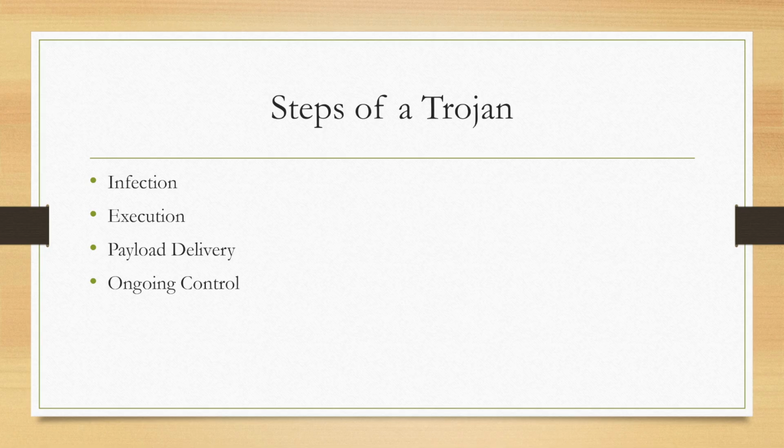The user needs to download and install the Trojan, believing it's a legitimate application. Then it will execute, often without the user's knowledge, carrying out the actions it was actually designed for. Depending on the Trojan horse, it may steal data or open a back door and allow an attacker to take the system. And then Trojans need ongoing control, so the attacker needs to be able to still control and monitor the system over time.